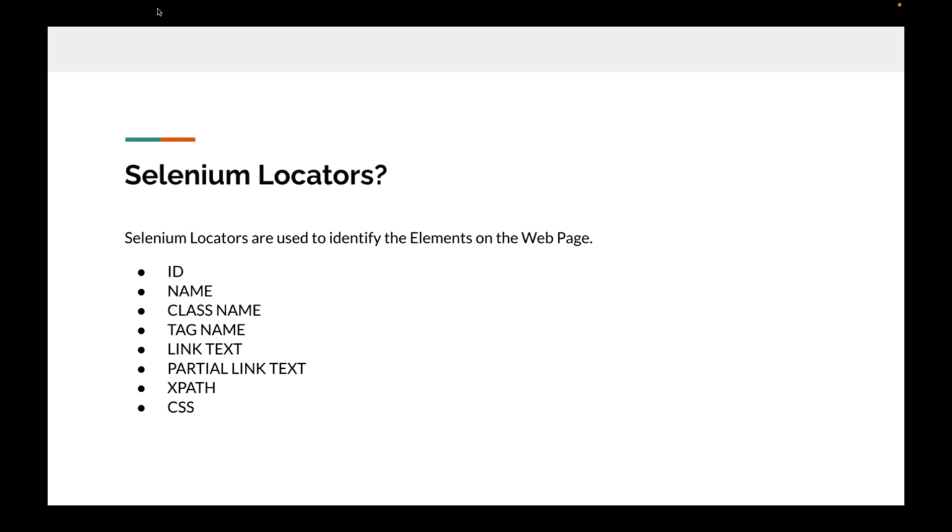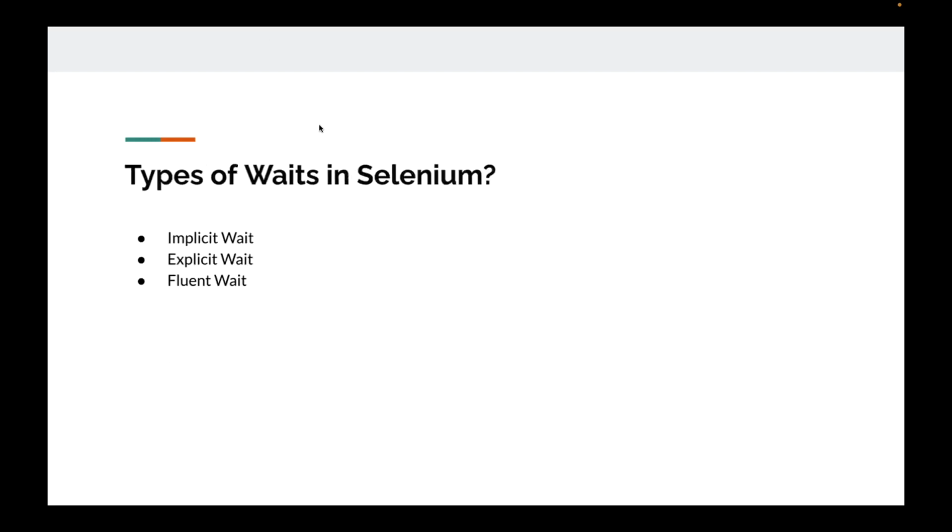In a very similar way, if you want to find any element on the web page, you have to use these attributes. We call them locators. Using these attributes, you can find the element. And once you find the element, you can perform any action. You can click on that element, you can enter text, you can do anything on that web element.